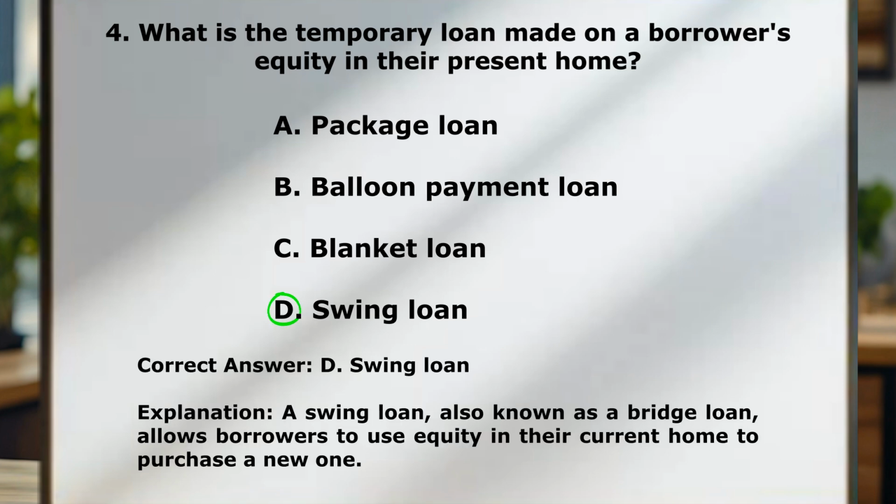So swing loans are more commonly known as bridge loans. And these allow borrowers to use the equity in their current home to go ahead and buy a new one before selling that old one.